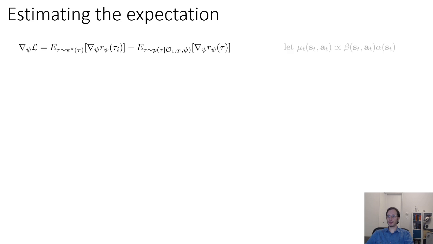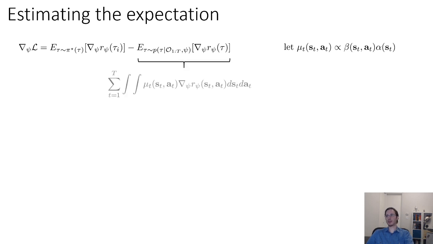Okay, so now the way that we can estimate this second term is by first calculating this quantity that I'm going to call mu t, the state action marginal, and we calculate that by multiplying the backward messages by the forward messages and normalizing over all states and actions. And then we can express this expectation as just a sum in discrete spaces or an integral in continuous spaces of mu s_t, a_t times the gradient of r s_t, a_t. Which we can also write as an inner product between a vector of probabilities mu and a vector of derivatives for the reward at every state action tuple.